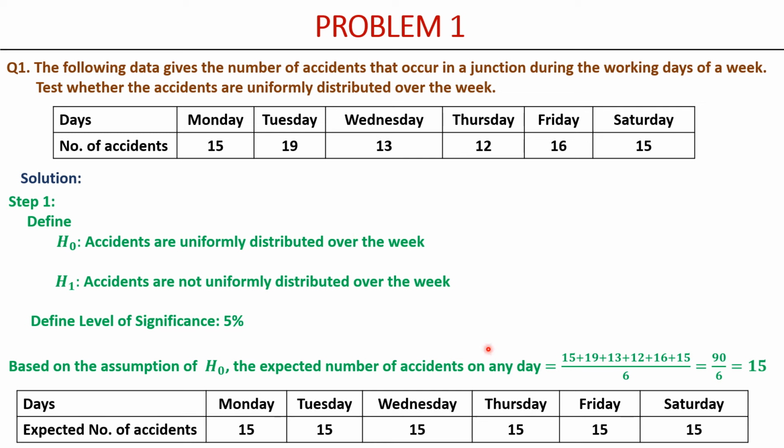I hope the framing of the expected number is clear, as it is our job in every problem. When I call it uniformly distributed, that expected number of accidents is nothing but the total number of accidents divided by the total number of days, and that will give me the expected number per day. So keeping the observed values and the expected values ready, let us go ahead and construct the table.